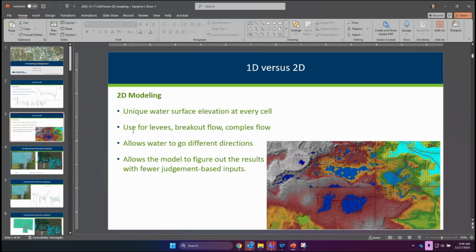And then when you have complicated situations like levees, breakout flows, other complex flow scenarios, then that water is able to go multiple different directions, and the model is able to figure out how much water goes in different directions. And you're able to figure this all out with fewer judgment-based inputs, which is pretty great.